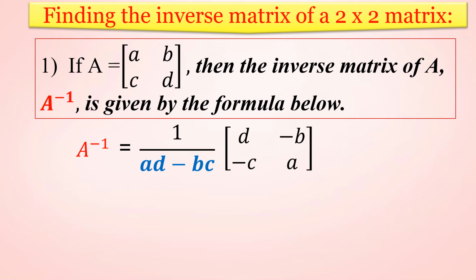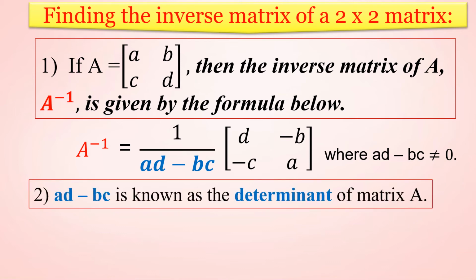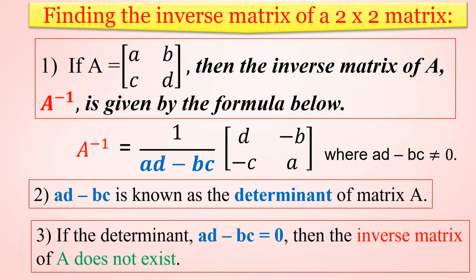So this is the pattern where AD minus BC should not be equal to 0, because once it is equal to 0, then we have undefined. So AD minus BC is known as the determinant of matrix A. If the determinant AD minus BC equals 0, then the inverse matrix of A does not exist or is undefined.